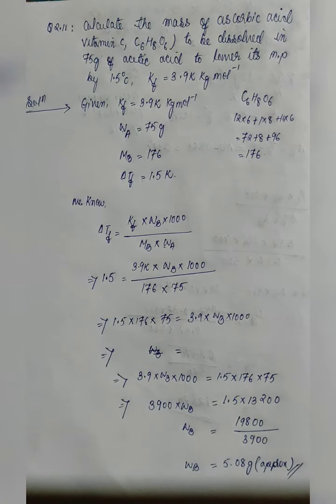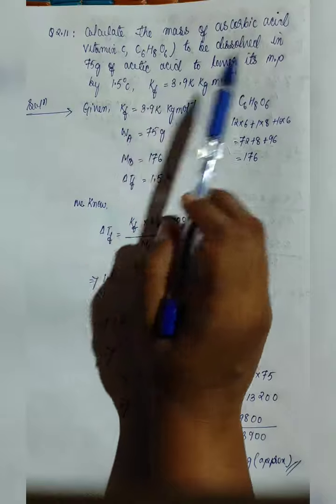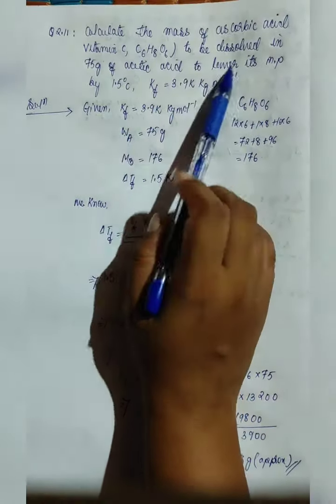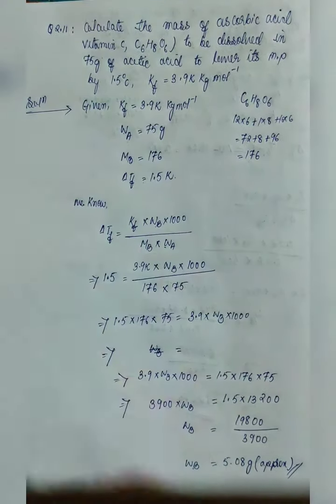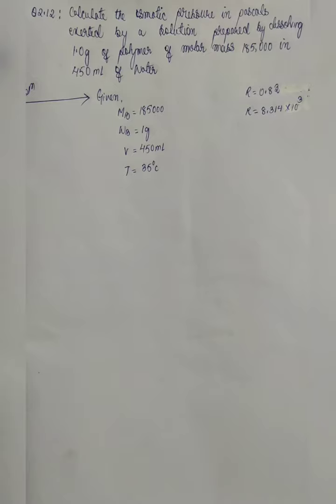How did we come to know that this is a depression in freezing point numerical? Because Kf is mentioned, and the melting point is also mentioned in the question. So we concluded that we have to do this calculation for depression in freezing point. Let us try to solve this numerical.